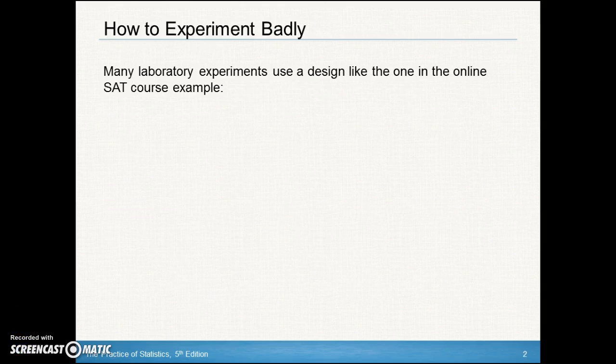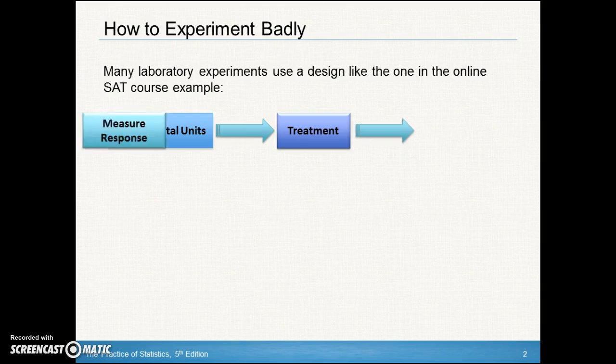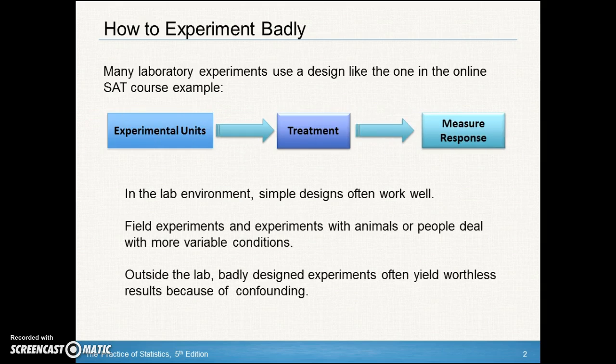So in the lab, or in a really controlled setting, many experiments use a design like this SAT example, where we have experimental units that take a treatment and then we measure the response. And this is okay in a lab where the setting is very, very specific and very controlled, but in the real world, in a field experiment, that's what we call experiments in the real world, the conditions are more variable, and these types of experiments that are poorly designed often yield worthless results because of confounding.